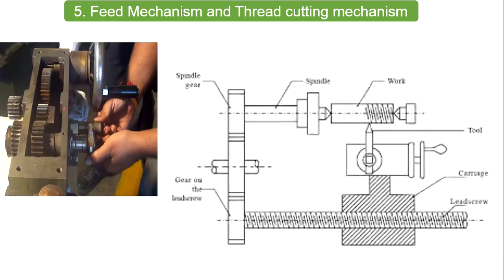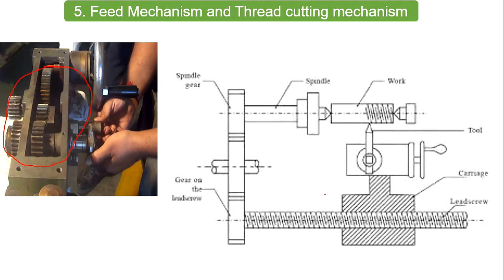Okay, so in this way we can see this is your apron mechanism. This is a complete gear arrangement for the apron mechanism, and with the help of this apron mechanism we are transforming the rotary motion of the feed rod and the rotary motion of the lead screw to the translatory motion of the carriage.